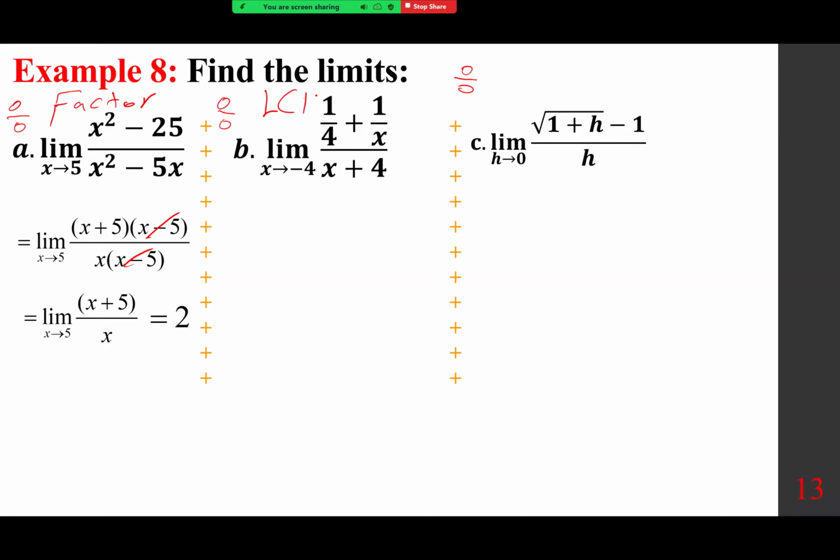You're dealing with a complex fraction. The technique is LCD. If you multiply by LCD, the denominator, you keep it as a product. The numerator becomes x plus 4.